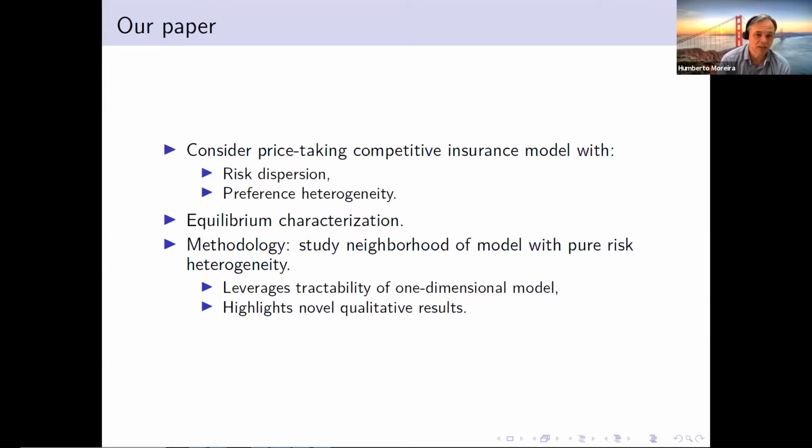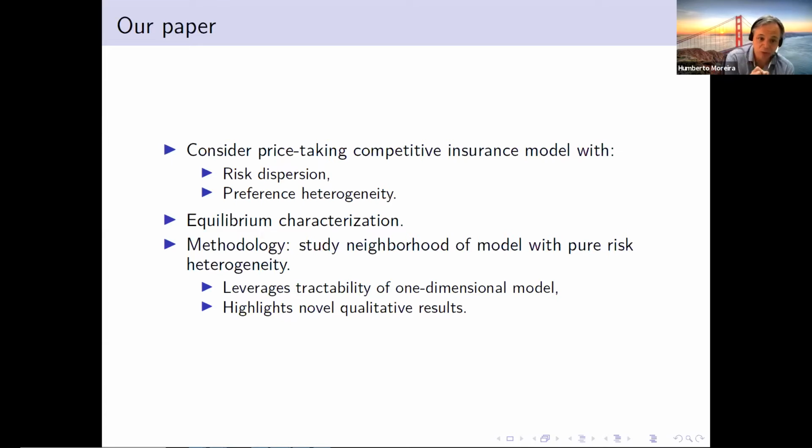So what this paper does, you consider, as I said, a price-taking competitive insurance model with risk dispersion and preference heterogeneity. That is these two dimensions that I talked about. So we provide an equilibrium characterization, right? Our model is going to be parsimonious, in a way very simple, but although it's simple, it's very hard in general to do the equilibrium characterization in this kind of model. And the methodology you're going to use in this paper is also new.